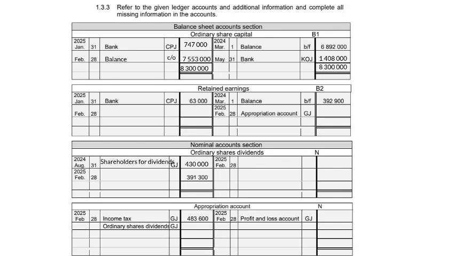On 2025, February 28, we have shareholders for dividends, 391,300. So there we need to write shareholders for dividends, general journal. If we add these two amounts together, we get a total of 821,300. That obviously needs to be the same as the credit side, 821,300.